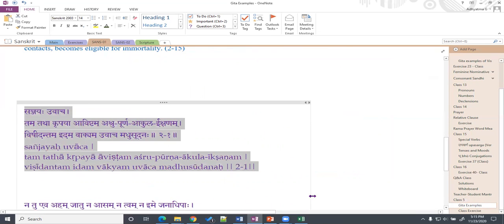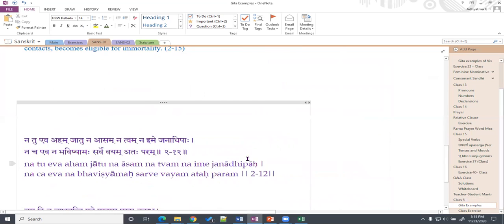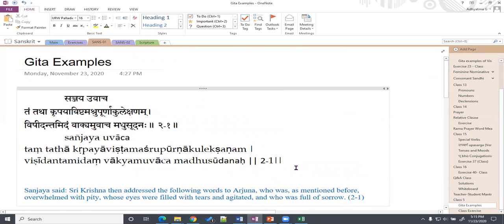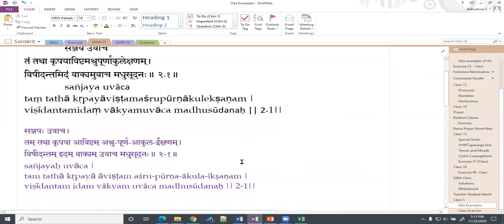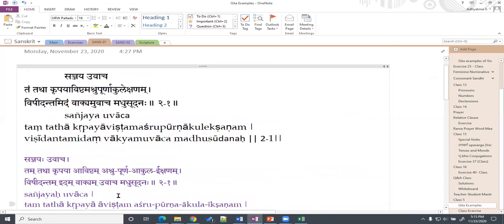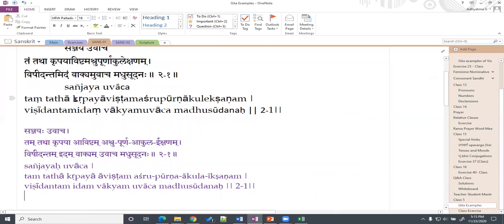I have this verse covered in the sandhi, and here it is. You see this word, krupaya vishtam, ashrupurna kulekshanam. First of all, here it is krupaya avishtam ashru purna akula ikshanam. So many words come together because sandhi kept happening, and so if sandhi is happening, you would have these words coming together.